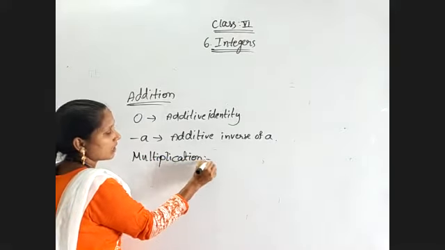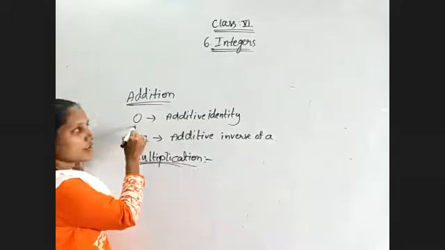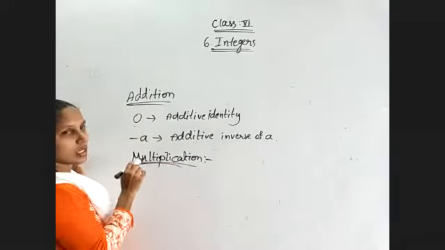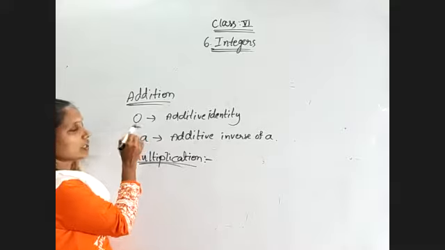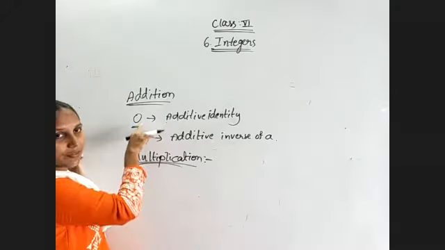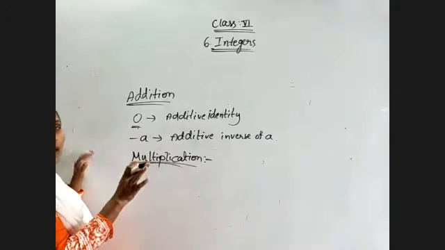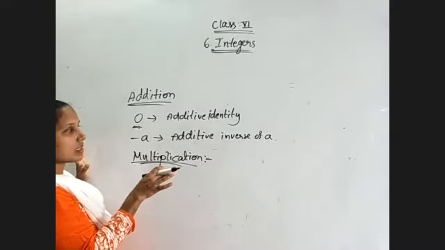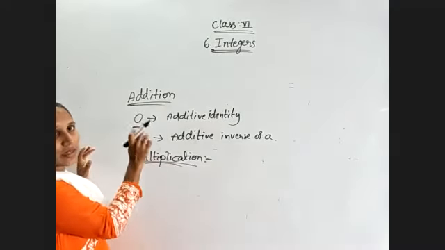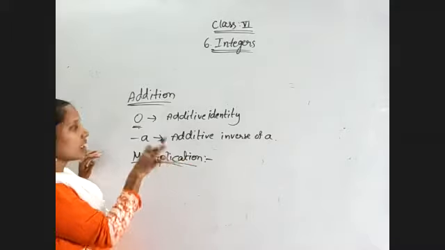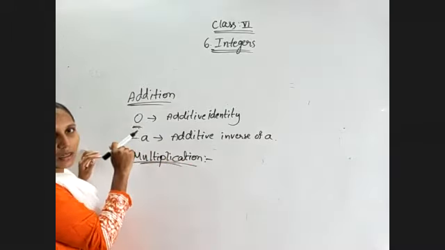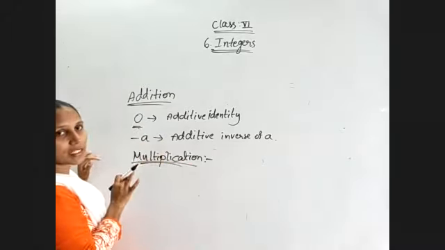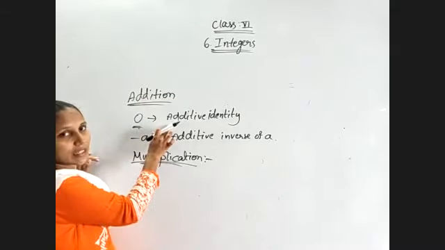Why are we calling 0 the additive identity? Because if we are adding 0 to any number, we will get the same number as the result. If you are adding 0 to minus 1, you will get minus 1 as the result. If you are adding 0 to plus 5, you will get plus 5 as the answer. So that's why it is called additive identity.